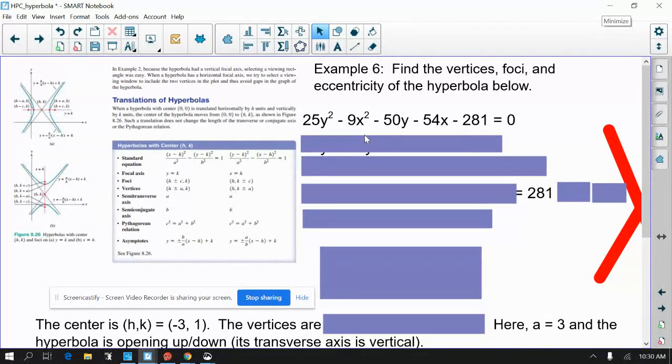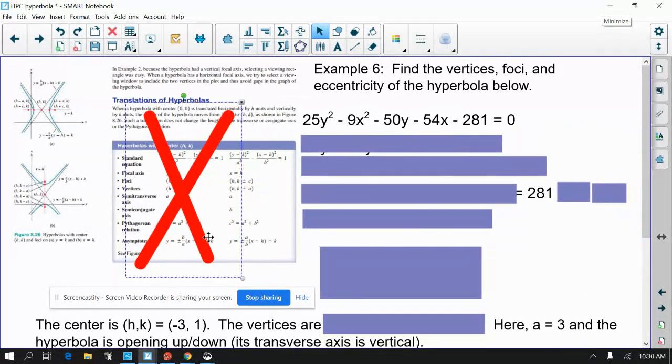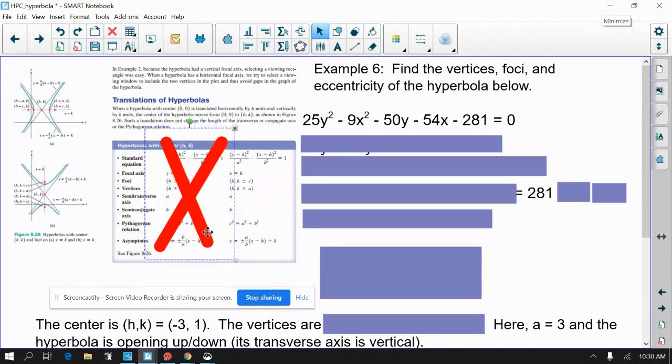The ellipses and the circles have both the squares being added. So since I've got one squared minus another squared, that tells me that this is a hyperbola. But what kind of hyperbola? Is it one that faces left and right, so the x would come first, or one that faces up and down, where the y comes first? And here, the y comes first. The negative sign is attached to the x squared, so you're minusing the x squared, which means y would come first, which means we would just ignore the left side right here.